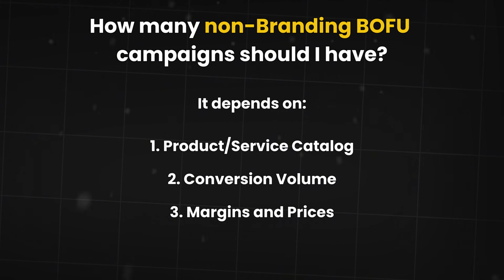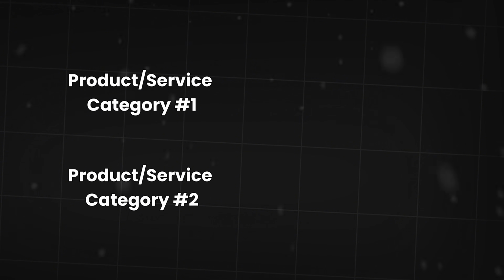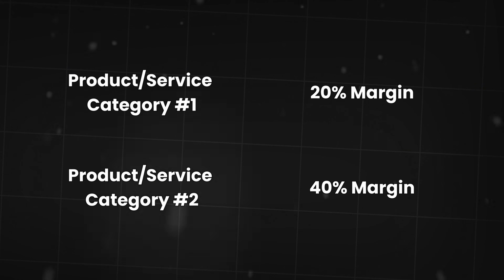As you know, at the campaign level, you set your budget and your bidding strategy. And this is important because if you have two different product categories or services that have different margins, let's say one has a margin of 20% and another has a margin of 40%, obviously you cannot set the same bidding target for these two completely different product categories, which means you cannot put them in the same campaign.